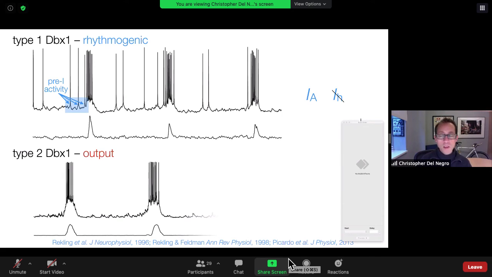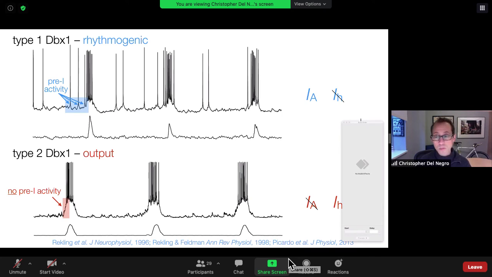On the other hand, there are type 2 neurons, which are putatively output-related neurons. They show no pre-inspiratory activity, and then the diametrically opposite expression of intrinsic currents. They never express A current, but they do express an H current. And these neurons appear to fall discretely within one of these two camps and not some intermediate phenotype between them.